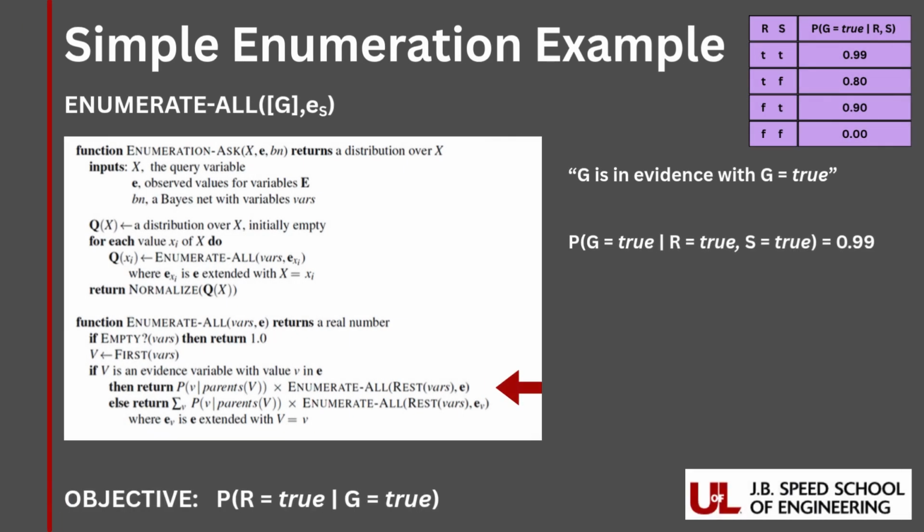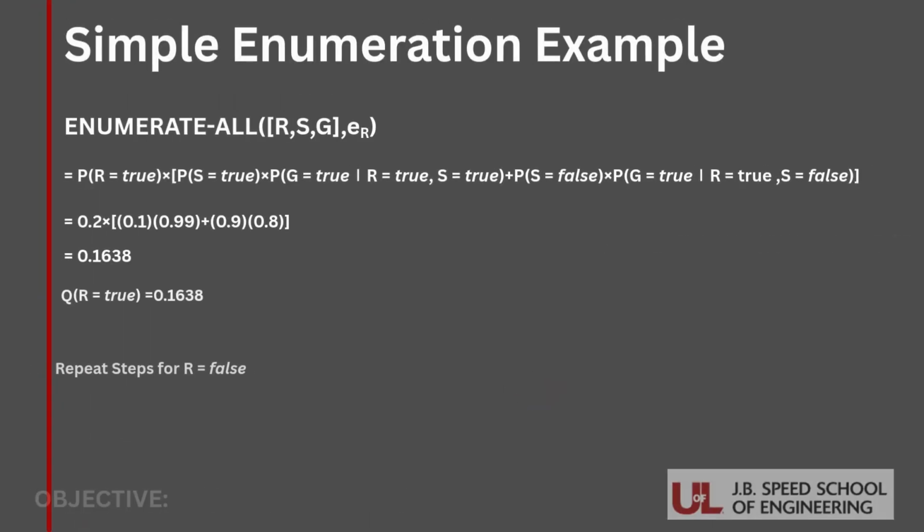All right, in our objective function, we're given that the grass is wet, so we're going to say that G is in evidence. What that means is that the probability of grass being true, given that rain is true and S is true, is 0.99. And so we can use that.